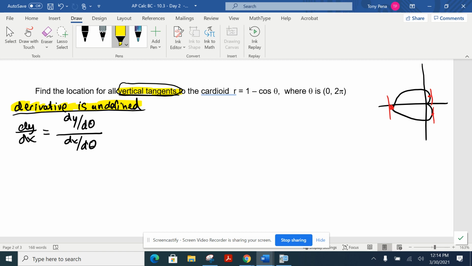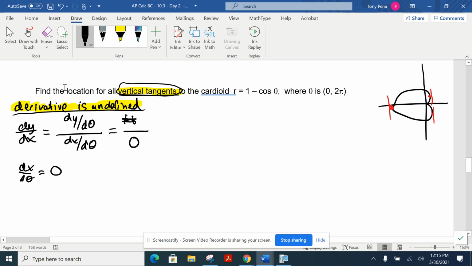Well, if I have this fraction, what would have to be true if this derivative was undefined? What would make this thing be undefined? dx/d theta equals... Good. That denominator of dx/d theta would have to be equal to 0. You're going to get some non-zero number up here, and then we're going to be dividing by a 0. So what this question is really asking us to find, and this is what Brian said, is where does dx/d theta equal 0?